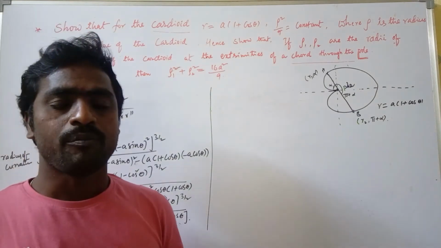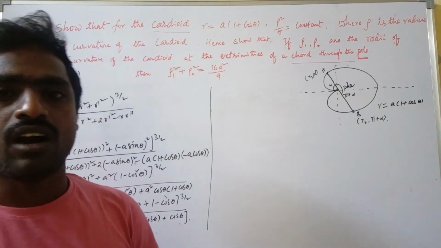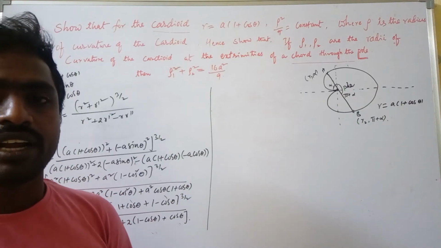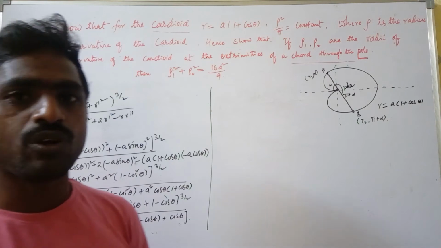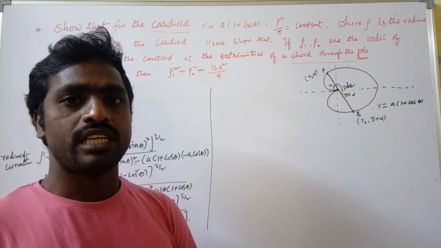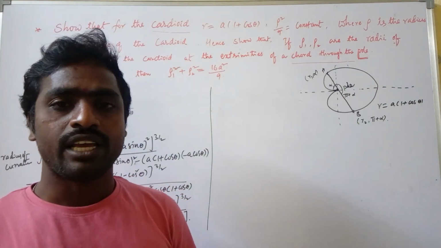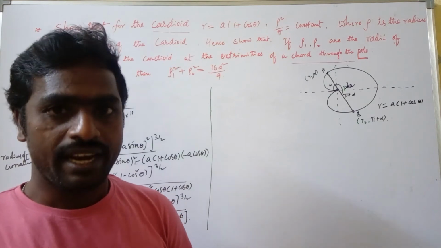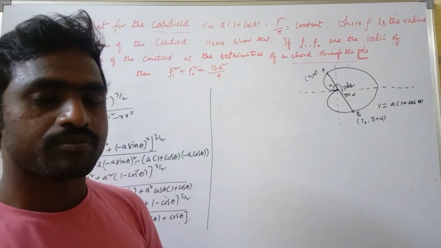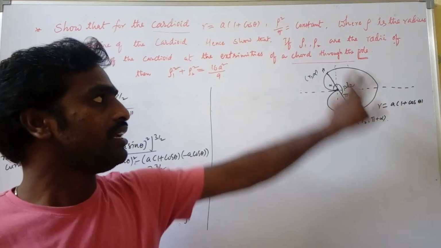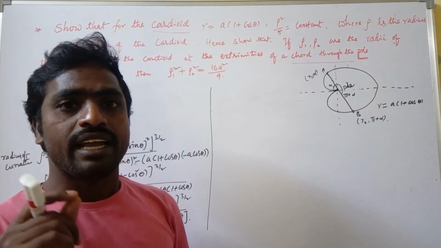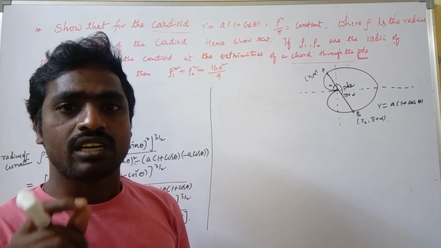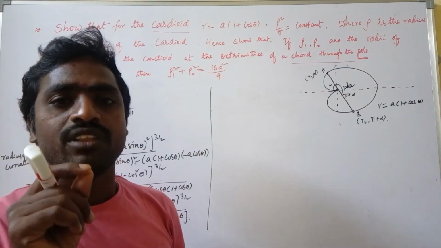So in that problem, first, given the cardioid equation, you should show ρ²/r equals a constant, where ρ is the radius of curvature. That is the first case. Next, the second case is that ρ1 and ρ2 are the radii of curvature at the end points of the chord, and that chord is through the pole of the cardioid.